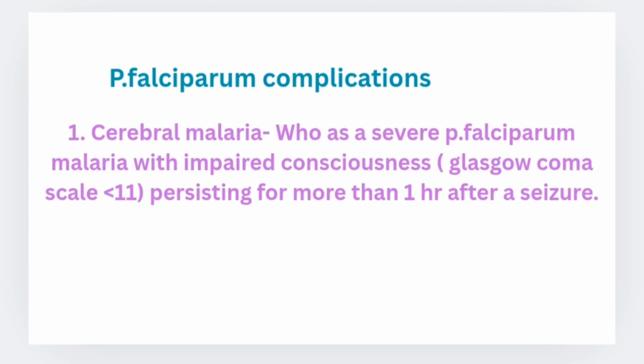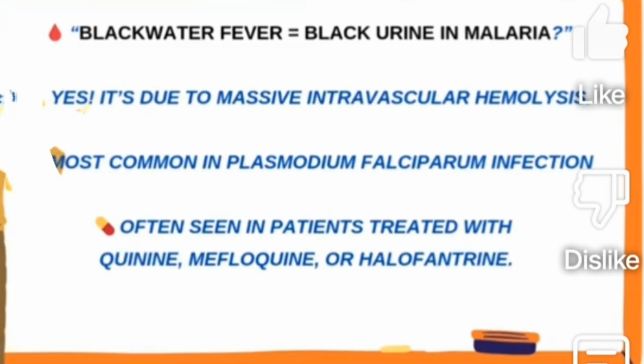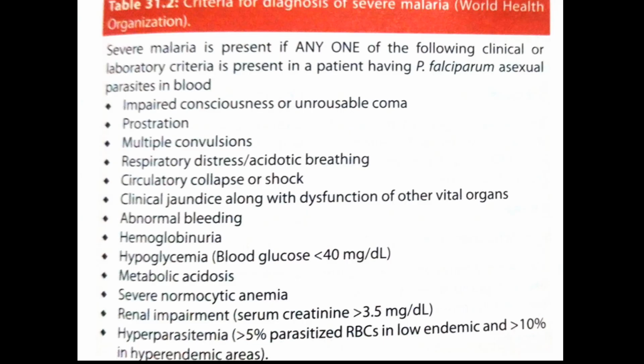First is cerebral malaria and second is black water fever. According to the WHO, cerebral malaria is severe P. falciparum malaria with impaired consciousness persisting for more than 1 hour after the seizure. Another one is black water fever. There is presence of black urine in malaria due to massive intravascular hemolysis, often seen in a patient treated with quinine, mefloquine and halofantrine, and the risk factor is G6PD deficiency. About black water fever, there is a Pebble present on the YouTube channel. Kindly watch it.